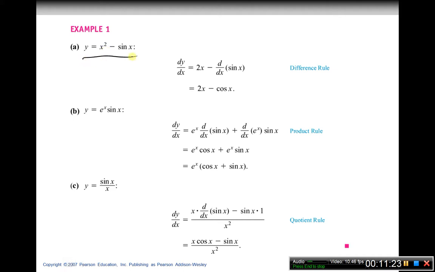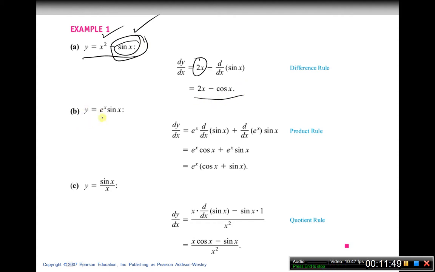The first example is the derivative of x squared minus sine of x. Taking the derivative of each portion separately, the derivative of x squared is 2x. The derivative of sine of x is cosine of x, so this whole thing would be minus cosine of x.